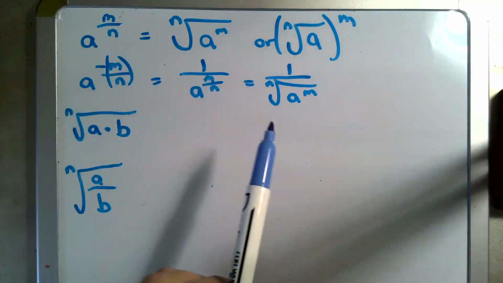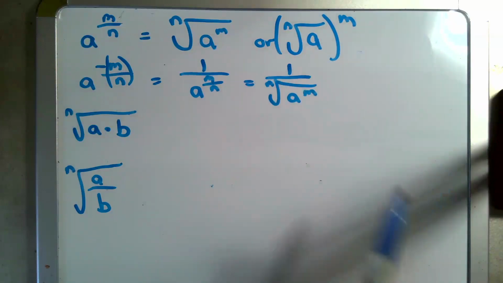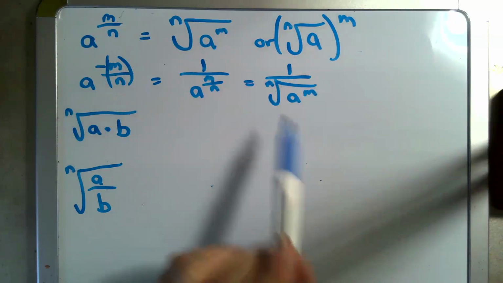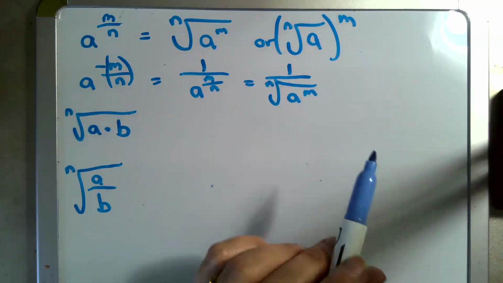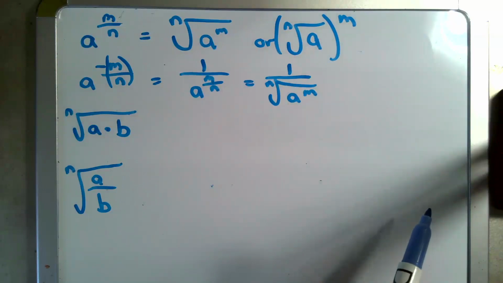All right, now in another video, we'll discuss how you are not allowed to have roots on the bottom of a fraction and what you would need to do to rationalize that. Rationalize is the word for how to get a root out of the bottom of the fraction.